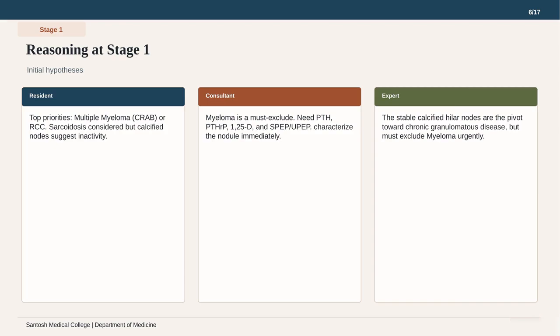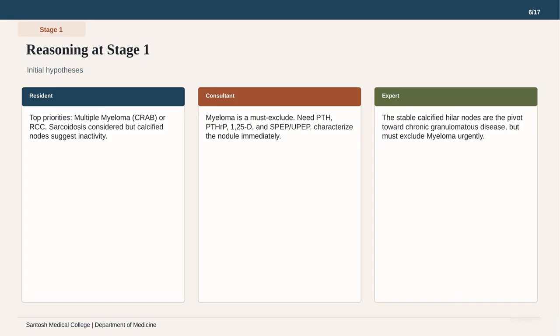Here we see the initial hypothesis from our 3 clinical perspectives. On the left, the resident prioritizes multiple myeloma, noting the CRAB criteria, or renal cell carcinoma. They consider sarcoidosis but felt the calcified node suggested an inactive disease process. In the middle, the consultant firmly states that myeloma is a must-exclude diagnosis demanding immediate labs like parathyroid hormone, vitamin D levels, and serum protein electrophoresis.